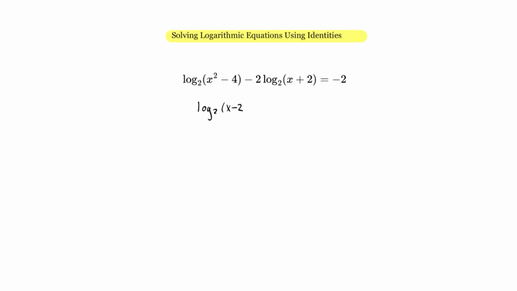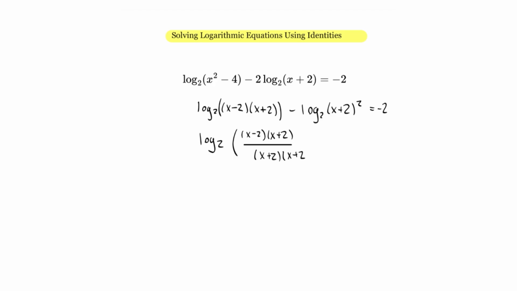So first things first, let's just expand this difference of squares. The x squared minus 4 can become x minus 2 times x plus 2. And then we use the power rule to bring that 2 to the exponent of the x plus 2. Now we use the quotient rule, right? Because we have a subtraction between these two logs with the same base, to put one over the other. And then we see that these two terms cancel out.